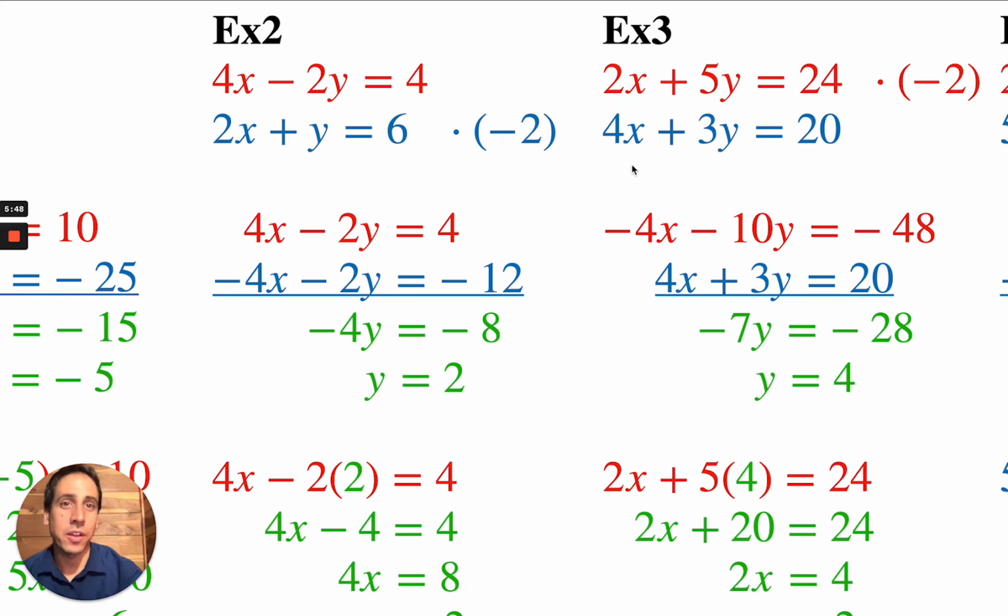So then the 2x becomes negative 4x, the 5y becomes a negative 10y, and the 24 becomes a negative 48. Now, if we add the equations together, the x's eliminate. Negative 4x plus 4x is 0x, and you don't even have to write it. Negative 10y plus 3y is negative 7y. Negative 48 plus 20 is equal to negative 28, and y is equal to 4.